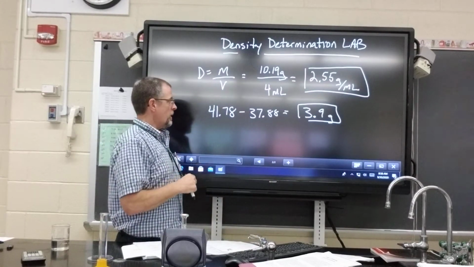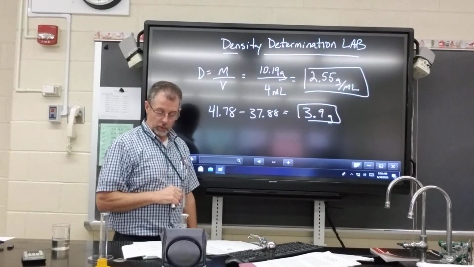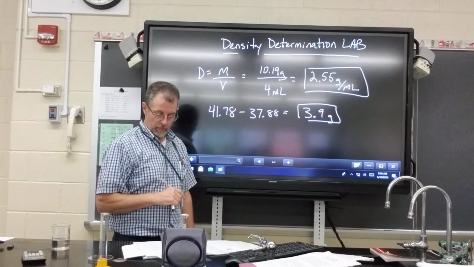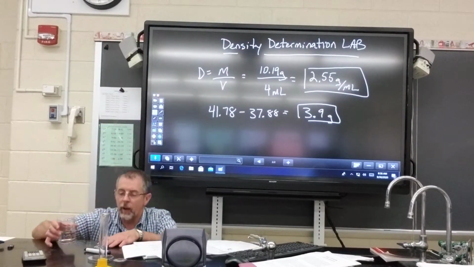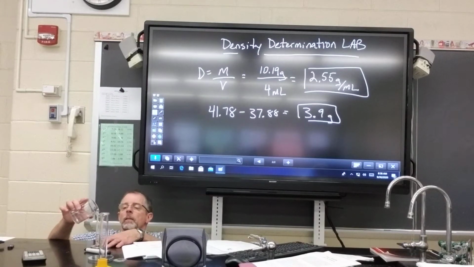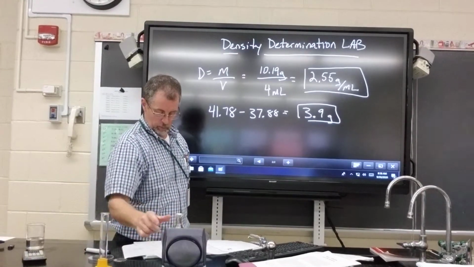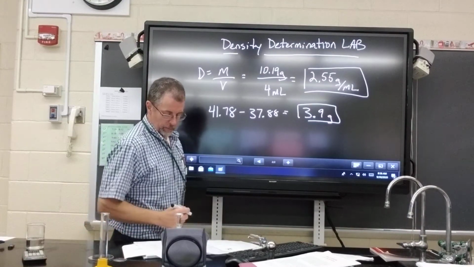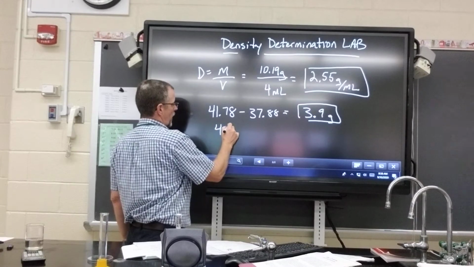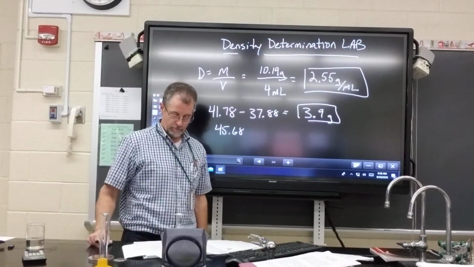Okay, so for each one of these steps, you're going to have to do this: subtract the weight of the glass to get the mass of just the liquid. All right, we'll go to the next one. We'll add 5 more to go to 10. So for this one, I have 45.68, and again, you have to do the calculation.